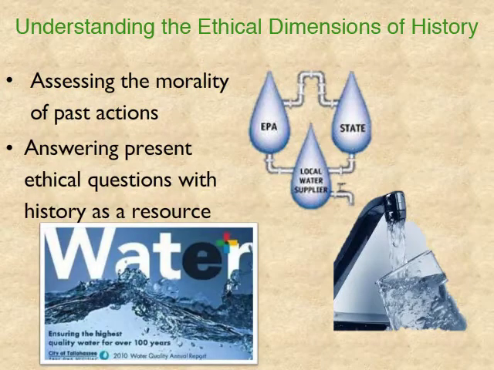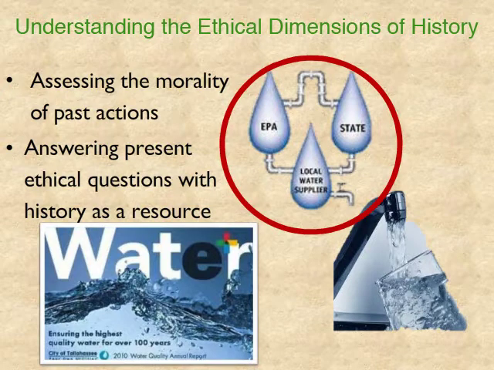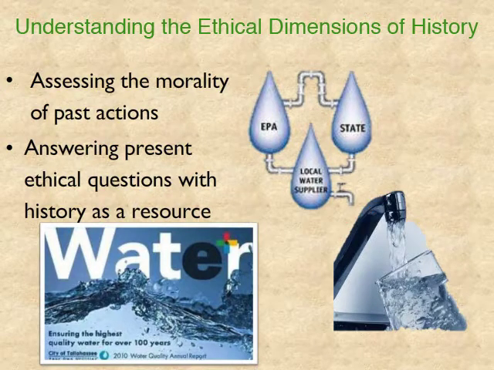Another ethical dimension involves answering present ethical questions with history as a resource. For example, current questions. What responsibility do state and federal governments have to protect our nation's water supply? Then we would look to history to see what responsibility have state and federal governments taken in the past to protect the nation's drinking water.